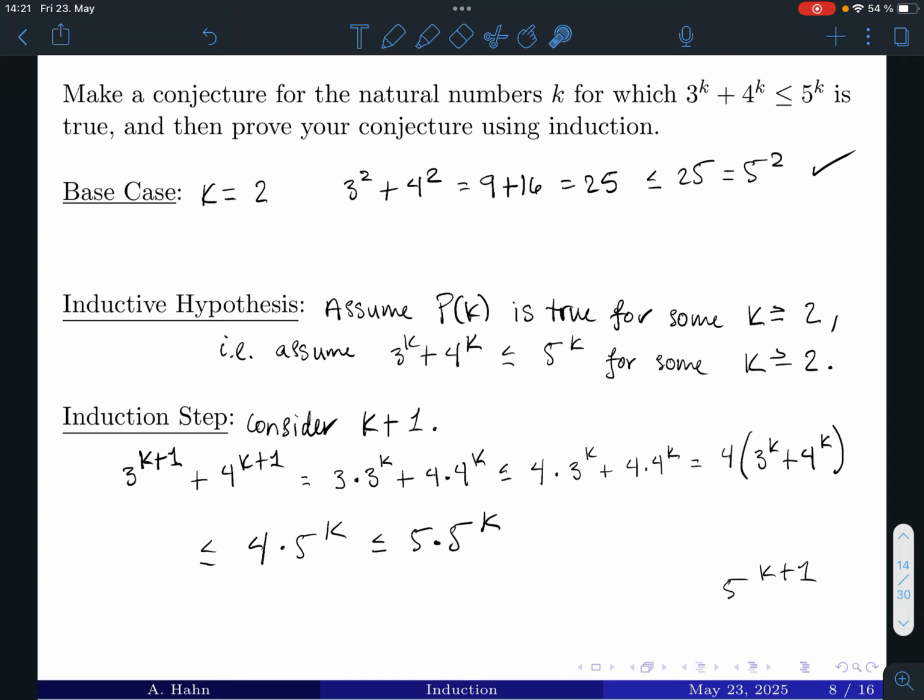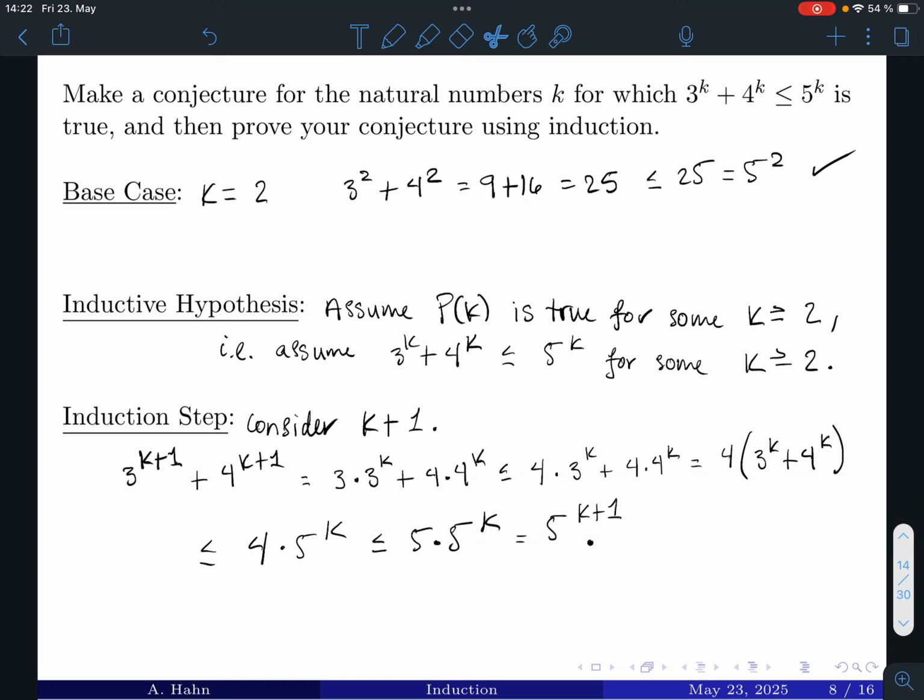So 4 is less than or equal to 5. Well, it's strictly less than, but 4 is less than or equal to 5. So we can write down 4 times 5 to the k is less than or equal to 5 times 5 to the k. And so then this is equal to 5 to the k plus 1. And now we're done. So we have a string of inequalities where we say 3 to the k plus 1 plus 4 to the k plus 1 is less than or equal to 5 to the k plus 1. Nice.